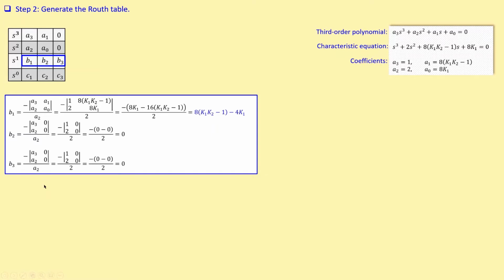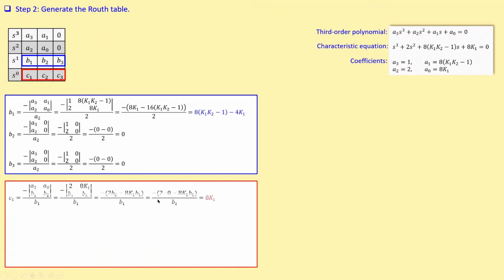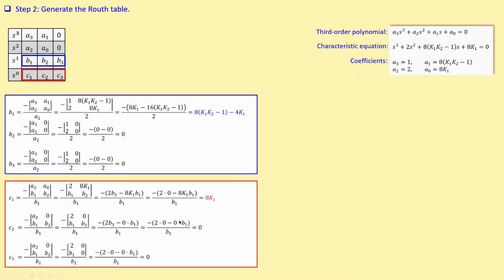Now I can continue with the expression for C1, C2 and C3. I will now use the row of s to the power 0, which is worked out here. C1 will be this, again a similar expression. I use these four elements in our matrix, determine the determinant and divide by B1, which is actually on top of C1. If I substitute the values and simplify, I get 8 times K1. Now C2 in a similar form: again shift one column to the right, and you will get a 0 here, and for C3 also 0.